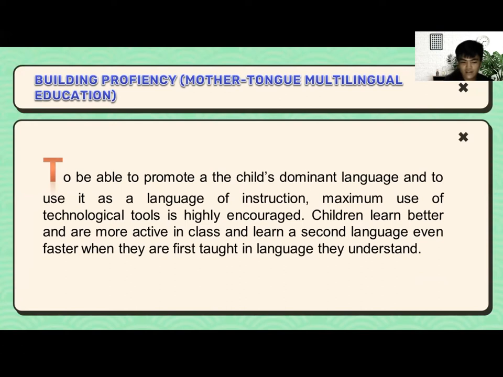Okay, it's very understandable here in the last sentence. Children learn better and more actively in class, and learn a second language even faster, when they are first taught in the language they understand. So if the learners' mother tongue is Tagalog or Bisaya, they must first be taught in that language for them to understand. Do not teach them directly through Tagalog or English because that is not their first language, okay? Are you listening? Okay, thank you so much.